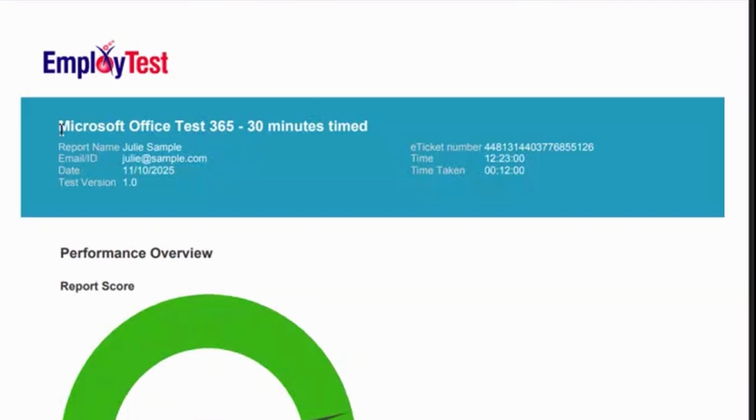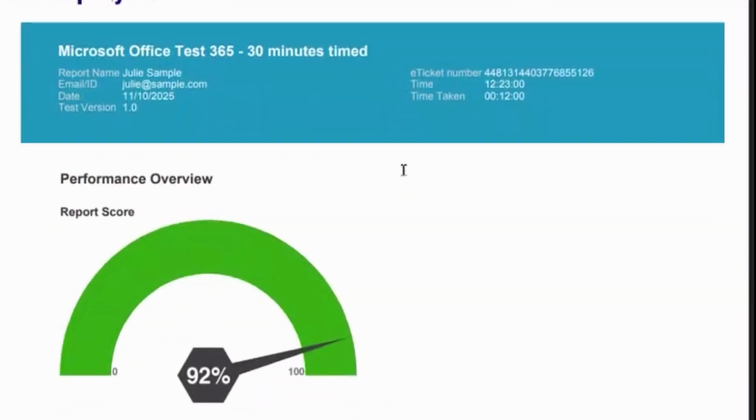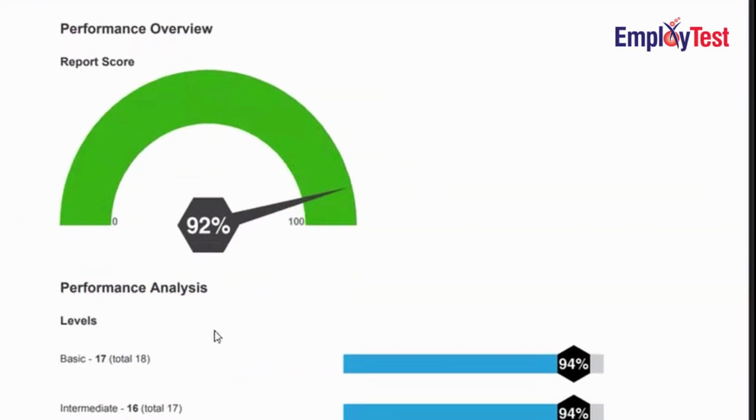This here is the Microsoft Office 365 test, the 30-minute timed version. You'll see the candidate or test taker information at the top, and the date and clock time that they took it, and how long they spent within the test. 92% correct. So of the 36 questions in this test, they answered 92% of them correct.